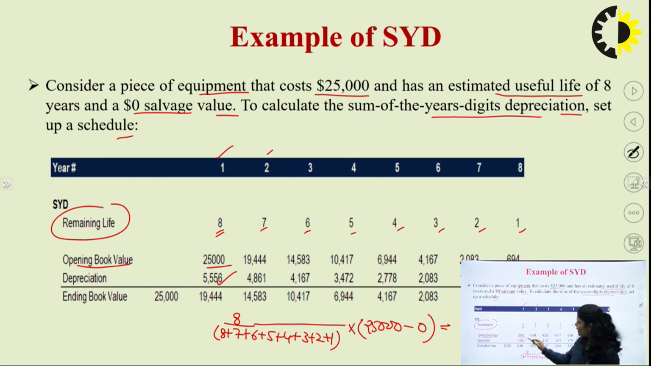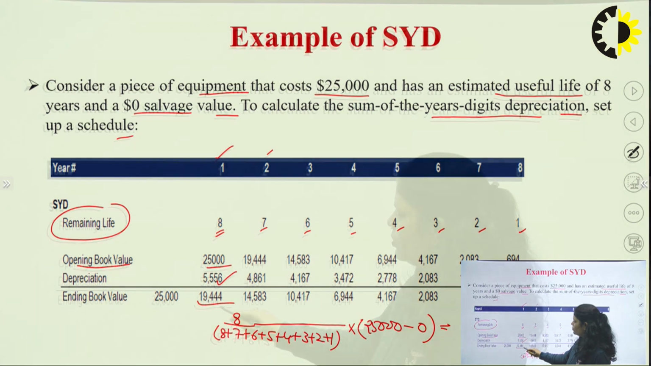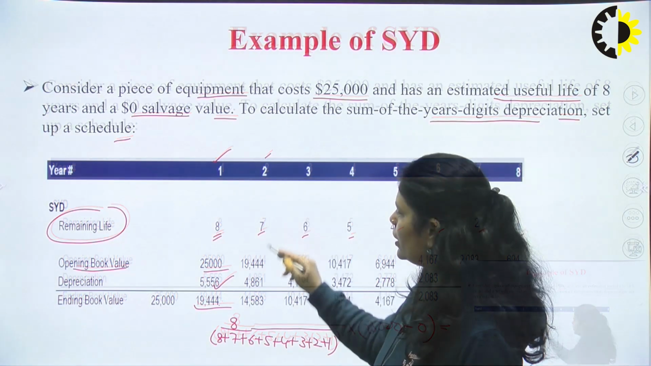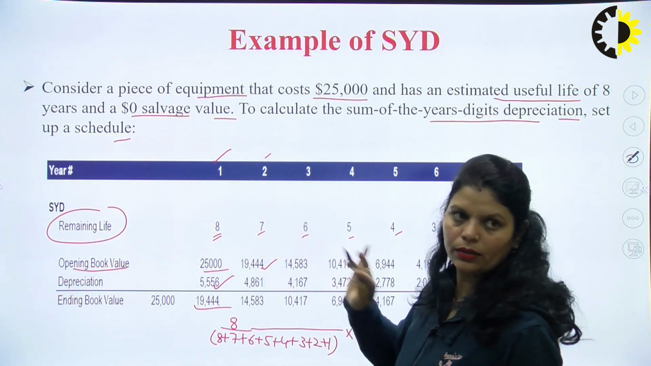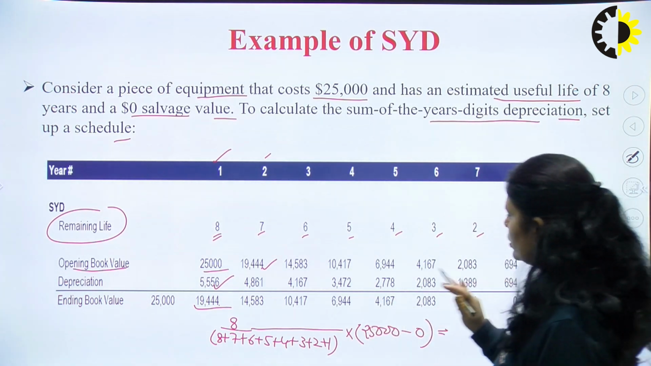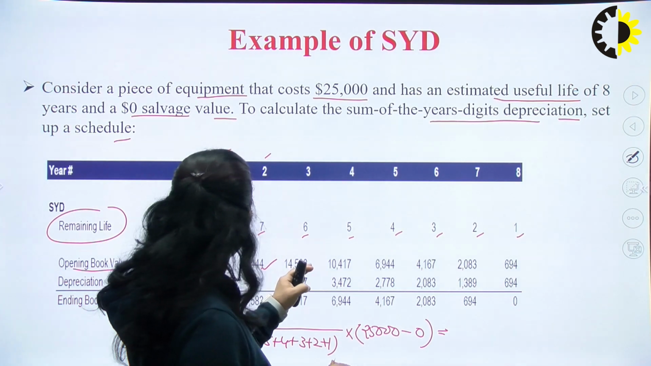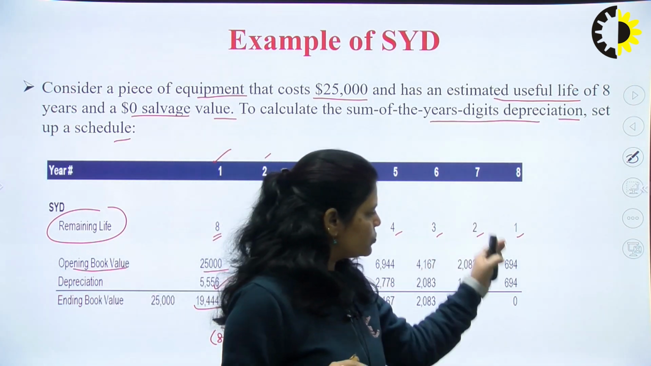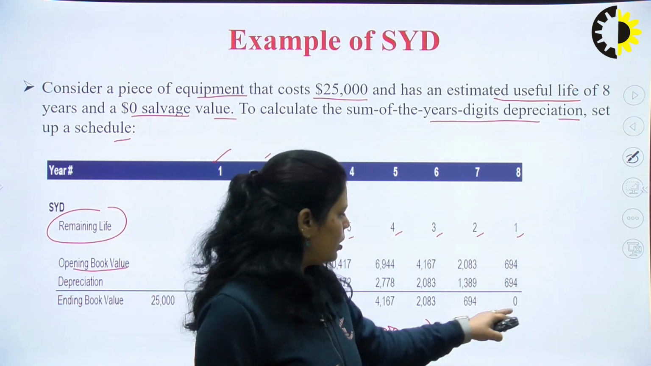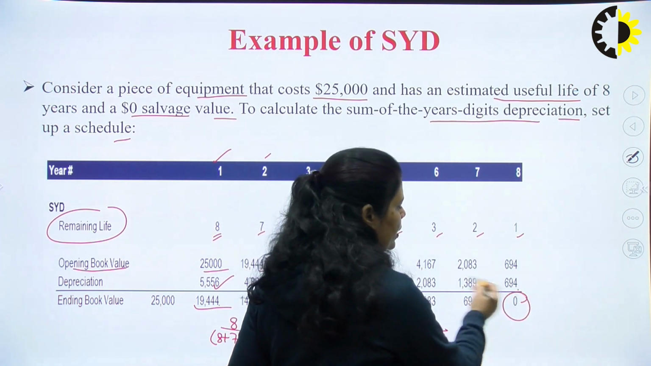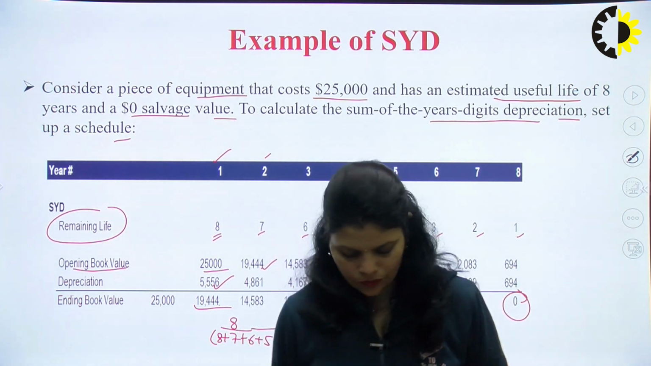At the end of the year, we will get the ending book value, which comes out to be 19,444. This will become the opening book value for the second year. In this way, similarly, we will calculate the depreciation expense for the remaining years. And here we can see we will get the value 0.